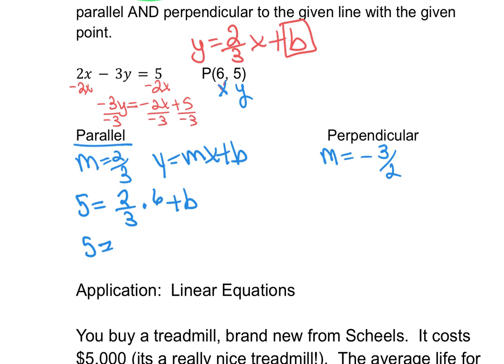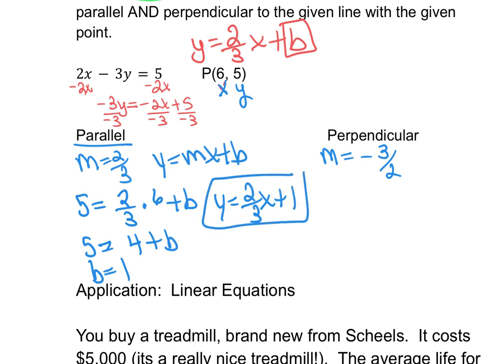5 equals 2/3 times 6, which is 4, plus b. If we subtract 4 from both sides, we get b equals 1. So the line parallel to it is going to be y equals 2/3 x plus 1.